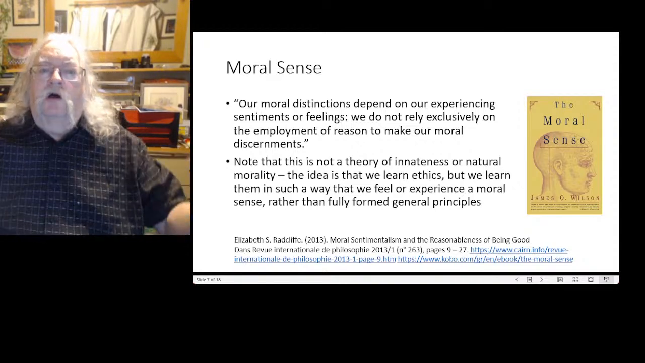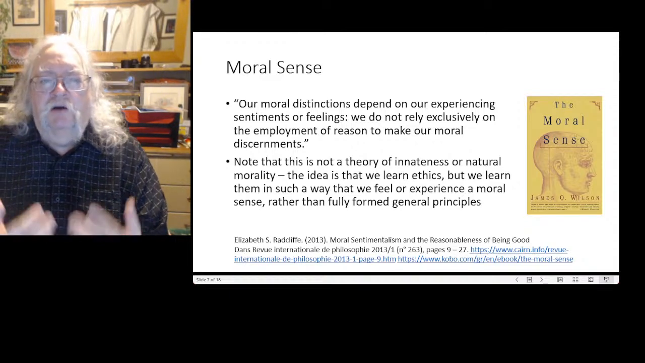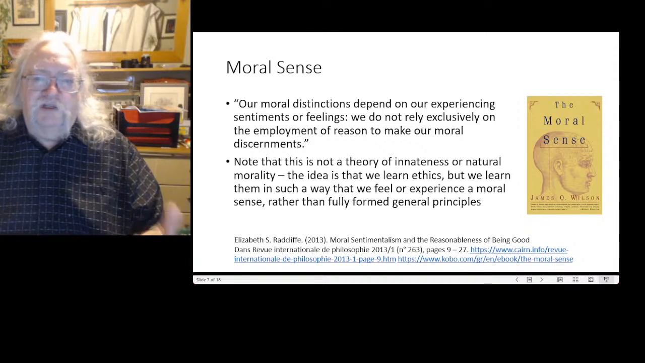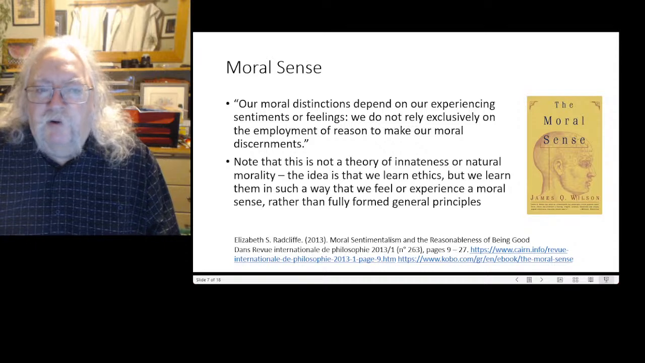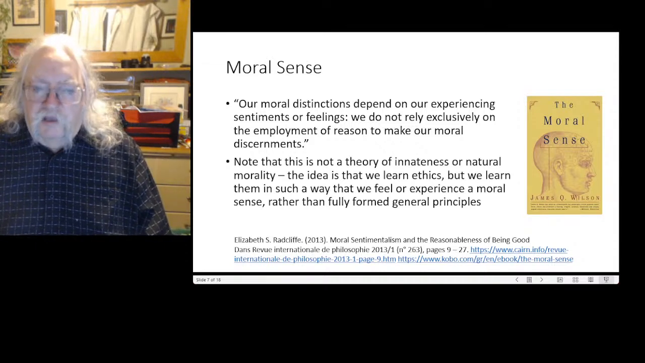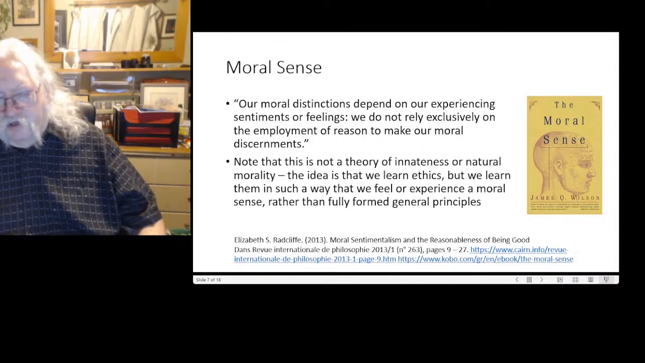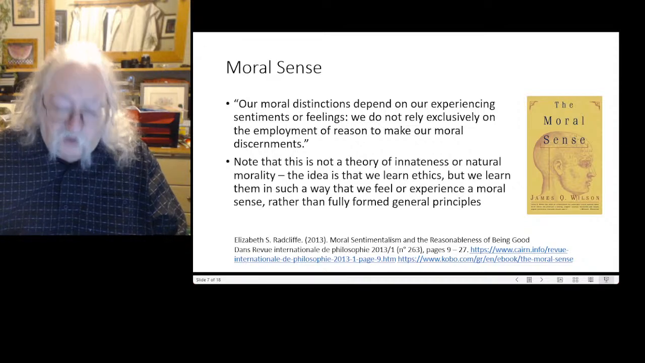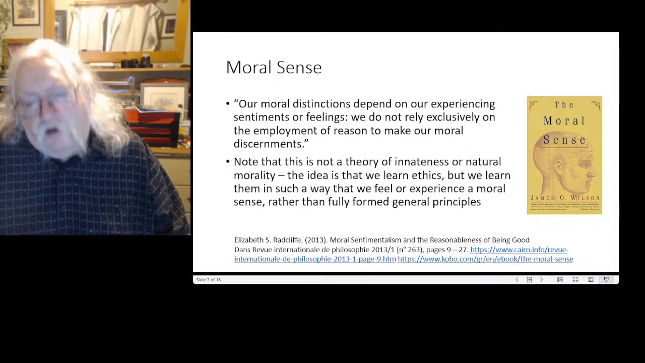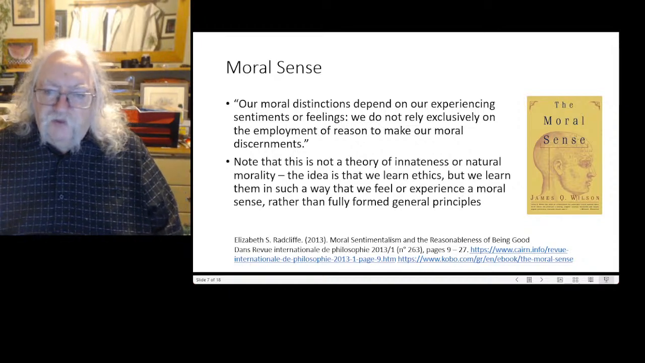So now let's draw this out into some sort of story about moral sense, and I'll quote from Elizabeth Radcliffe here. Our moral distinctions depend on our experiencing sentiments or feelings. We do not rely exclusively on the employment of reason to make our moral discernments. To a large degree, we do not rely at all on the employment of reason, I would argue, but we'll go with what Radcliffe is saying.